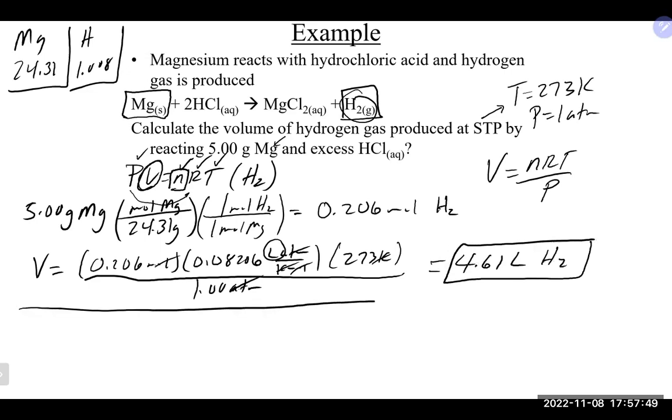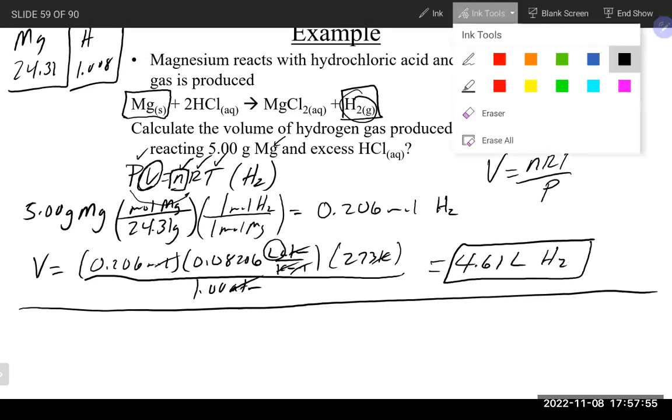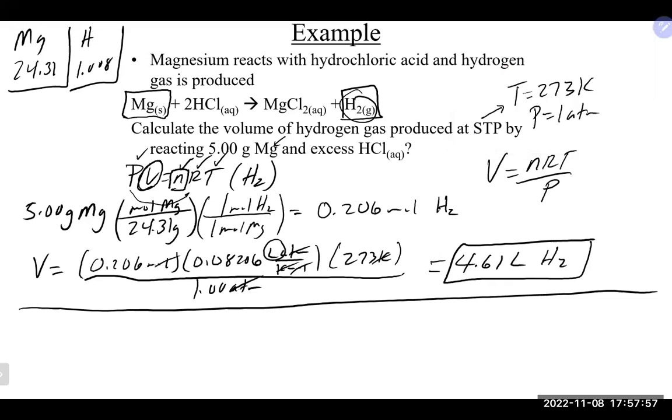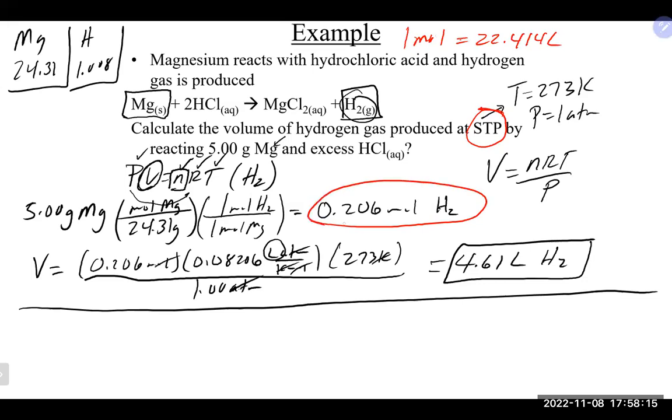First off, any question on that calculation? Could I have solved it a different way? I could have, otherwise I probably wouldn't have asked, but we are at STP conditions. So remember that when you are at STP conditions, there's that conversion we talked about, that 1 mole of any gas will equal 22.414 liters, which means really you could have just picked up at this point and used that conversion.